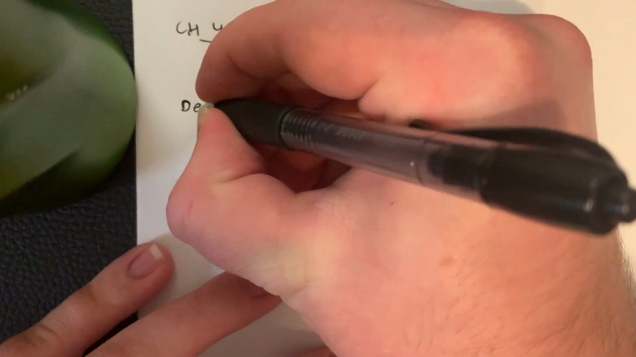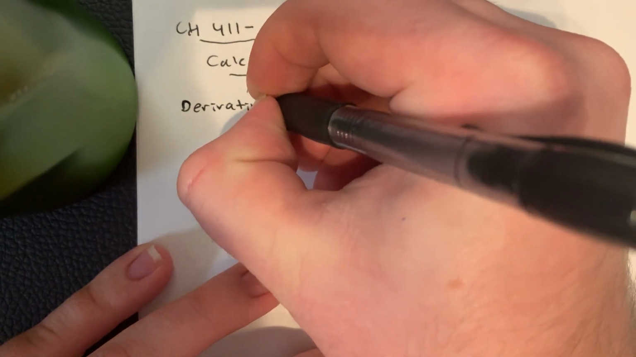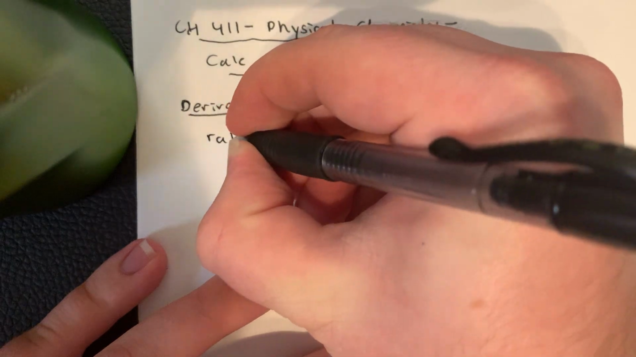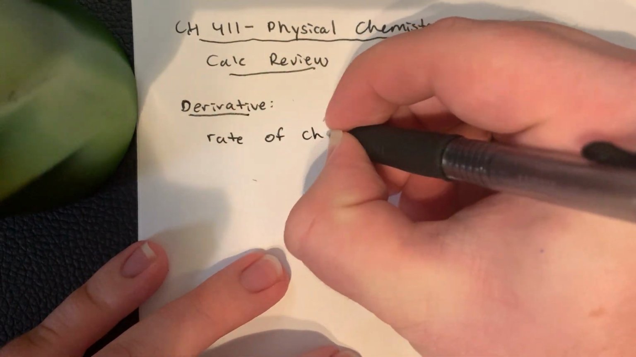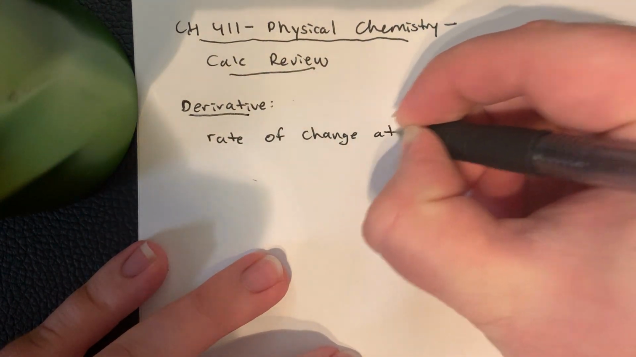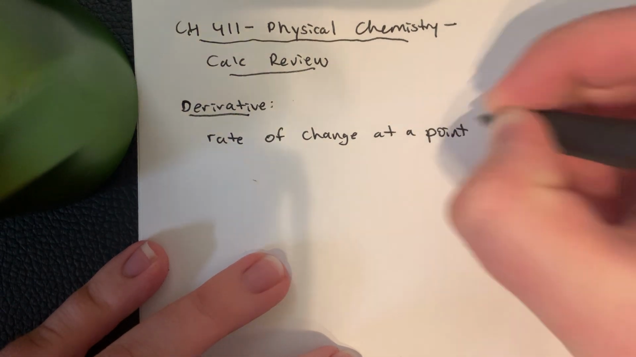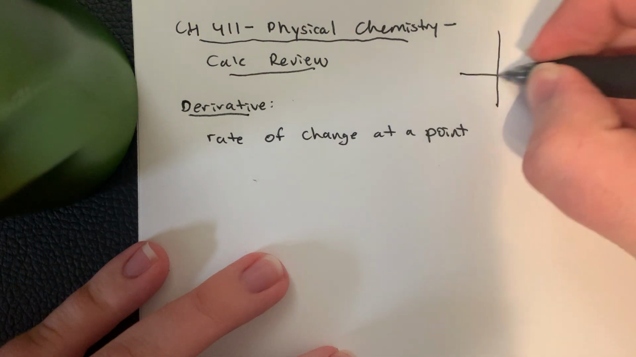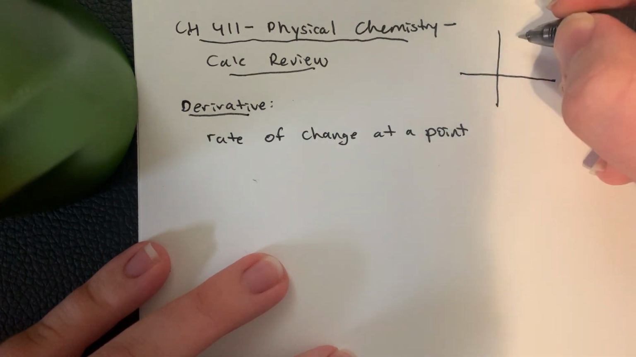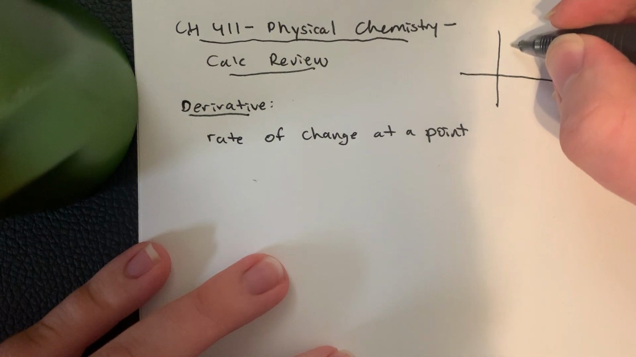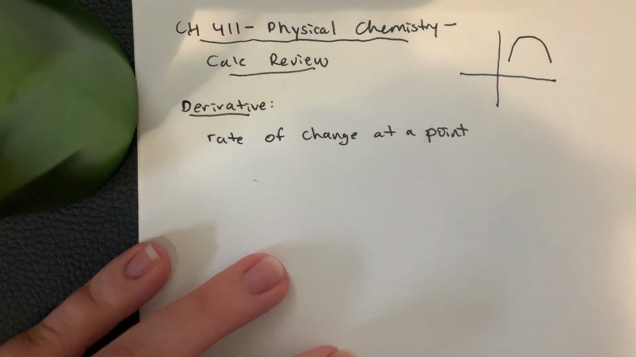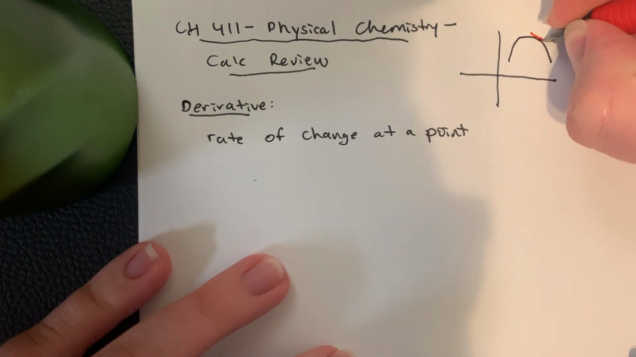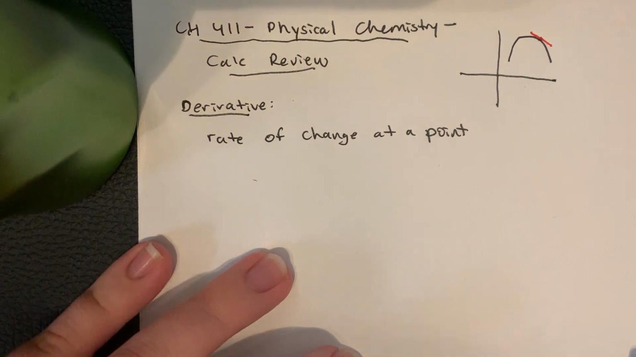So a derivative, we're going to be talking about a rate of change at a point. To think of this graphically, I'm just going to draw a little plot in the corner over here. If we have a curve, like so, the derivative at, let's say, this point is the tangent line to the curve.